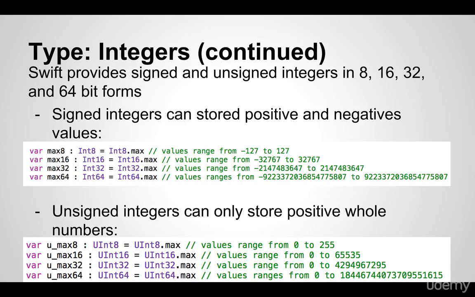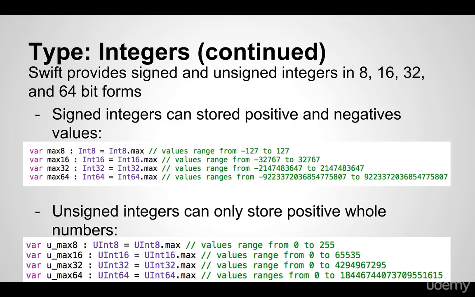Swift provides signed and unsigned integers. Let me explain what signed and unsigned are. But first of all, I want to tell you that they come in 8, 16, 32, and 64-bit forms. For those of you that don't know what bits are, a bit is basically a representation of a 0 or a 1. And 8, 16, 32, and 64 are the size of the chunk. So a chunk of 8 would be 8 bits in a row, 8 digits in a row, and these digits can only be 0 or 1. So 64-bit would be 64 zeros or ones in a row.